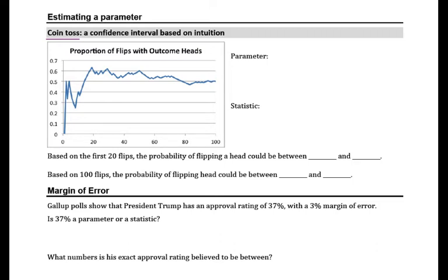So the statistic that we're tracking here is the proportion of all flips that have outcome heads. Since that's a proportion and we're tracking just the statistic, which estimates the population proportion, we'll call it p hat. We would calculate this by taking the number of heads and dividing it by the number of flips. The parameter that estimates we would call P, a population proportion.